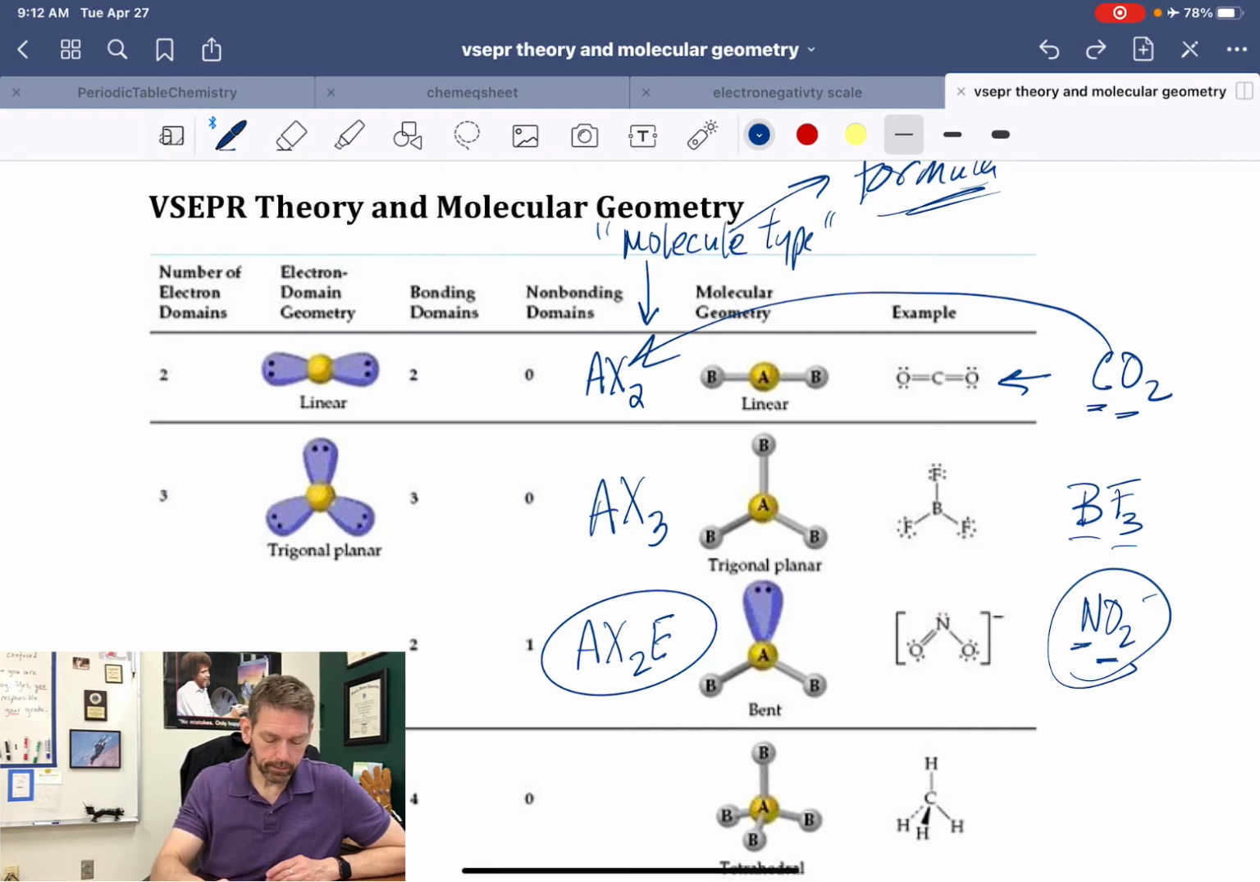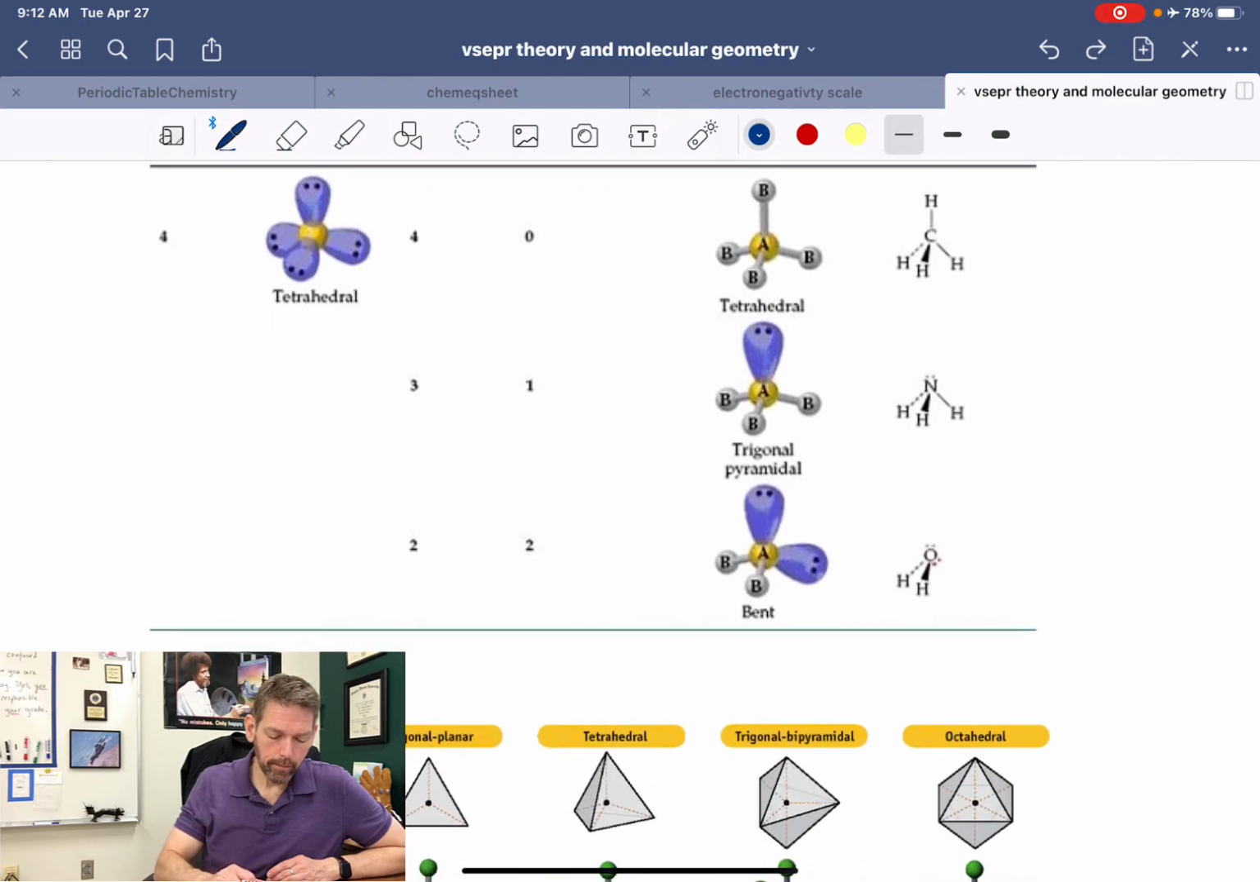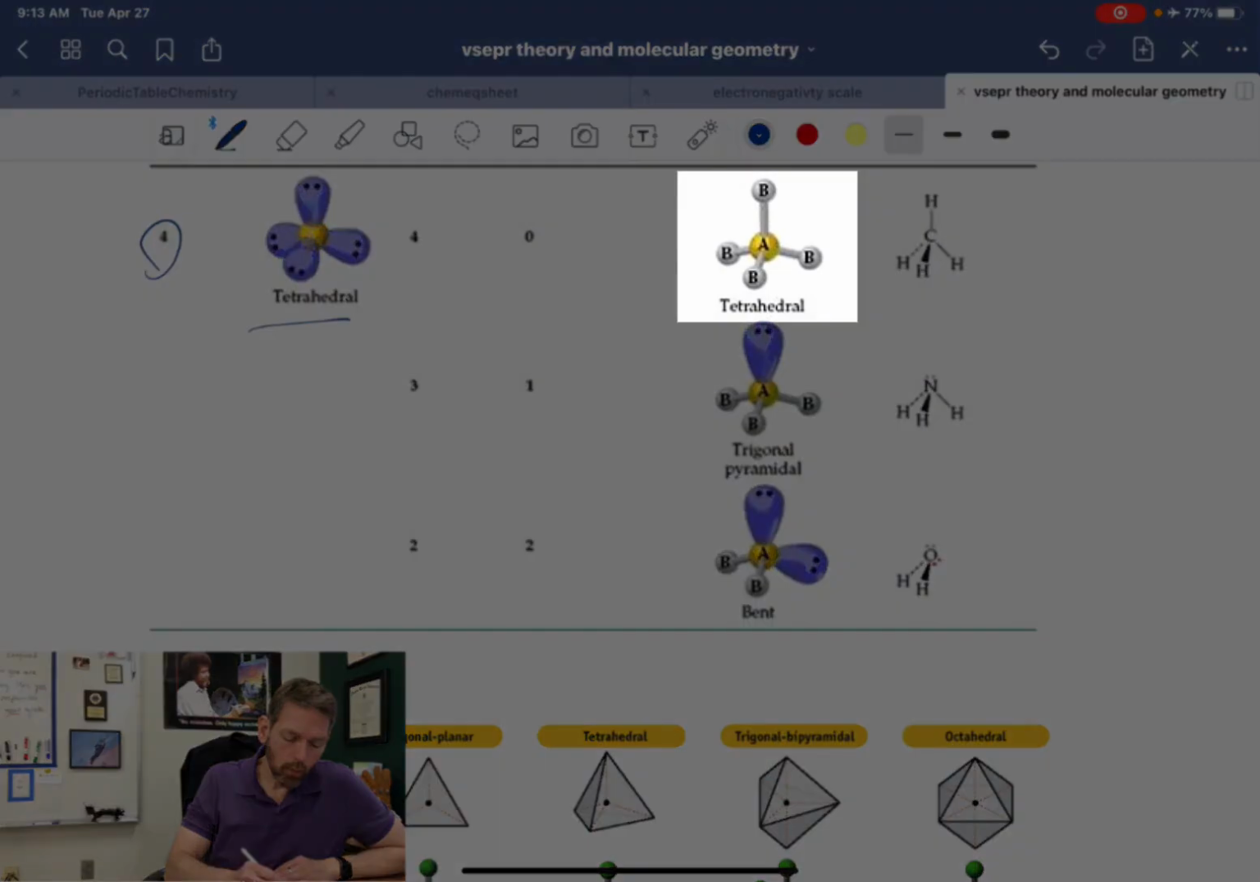I'm going to go with my original plan, which is just to go over all this. Let's scroll down here, and you can see that we have the domain. There are 4 right here. Tetrahedral. Tetra means 4. We have right here 1 A and 4 B's, so we're going to go AX4. So that's the molecule type.